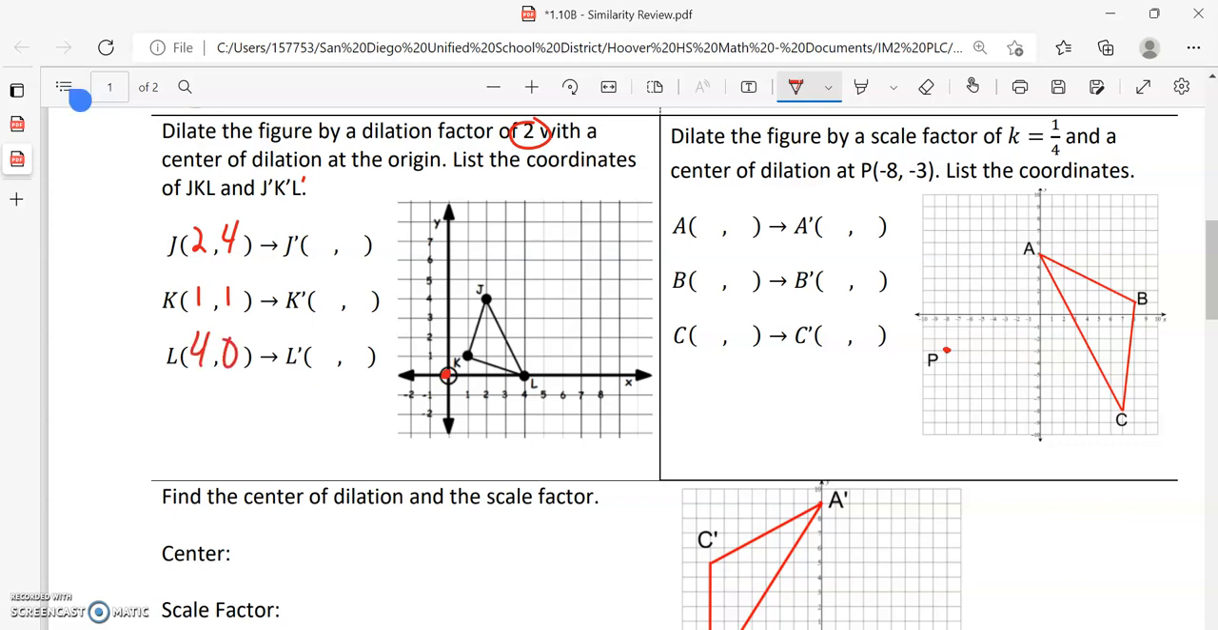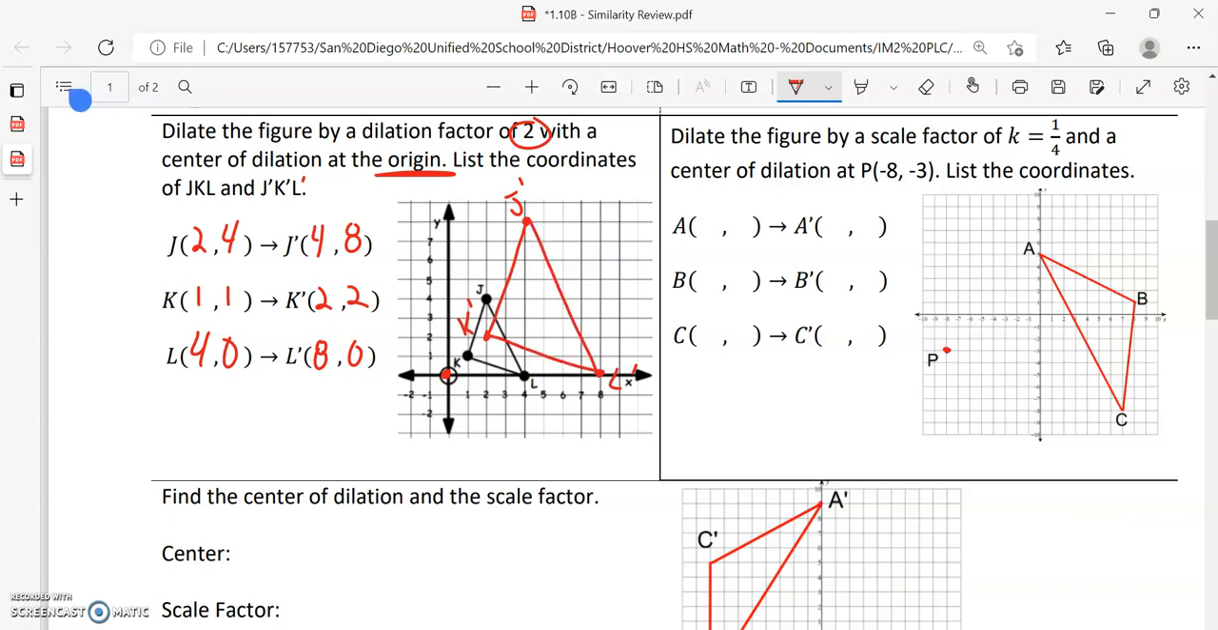We're going to multiply all these numbers by 2 because we're at the origin, so it's a little bit easier than the next one. So 2 times 2 is 4. 2 times 4 is 8. Both these are 2, 8, and 0. Now let's plot all of these. 4, 8 is there. That's J prime. Then K is 2, 2. K prime. And finally L prime is 8, 0. Connect our dots. And we're done.